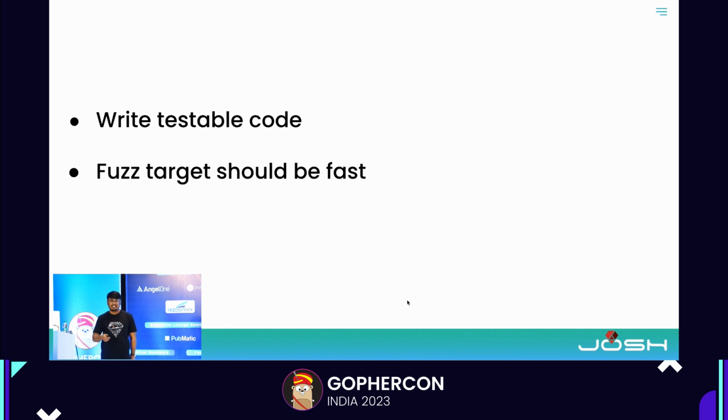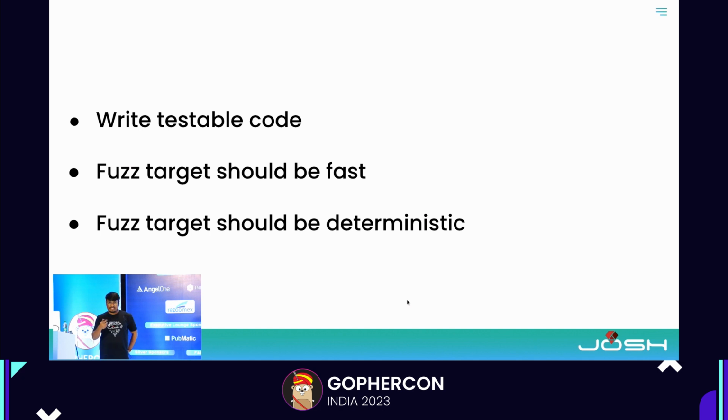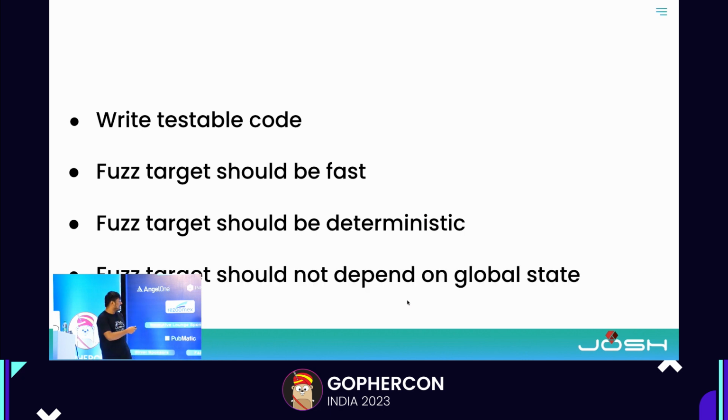And if your fuzz target is taking more time, then you should maybe refactor it and try to take it down a notch. The fuzz target should be deterministic. That means for a certain input, the output should be the same every time. And your fuzz target should not be dependent on global state, because it could lead to some false positives, and it can insert indeterministic behavior.